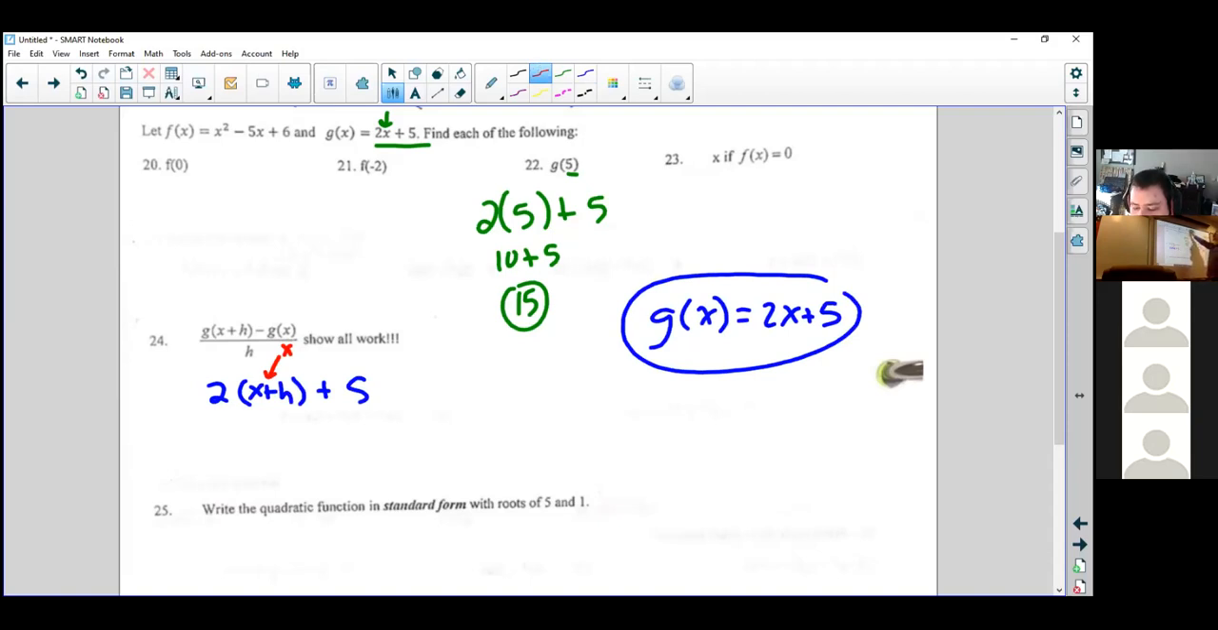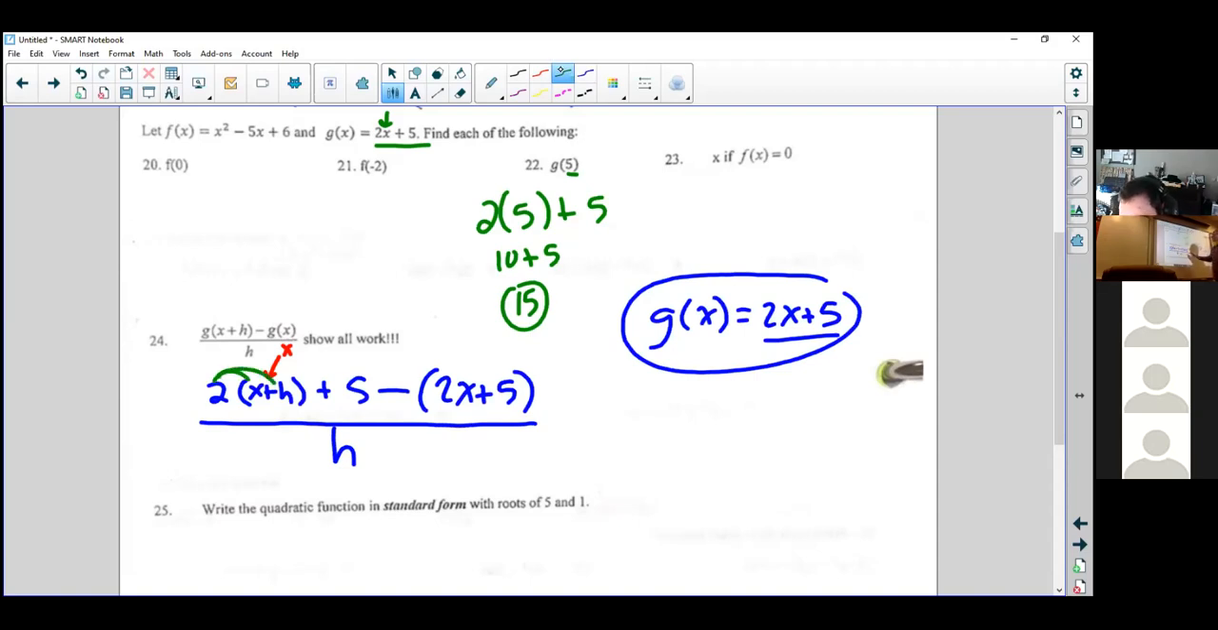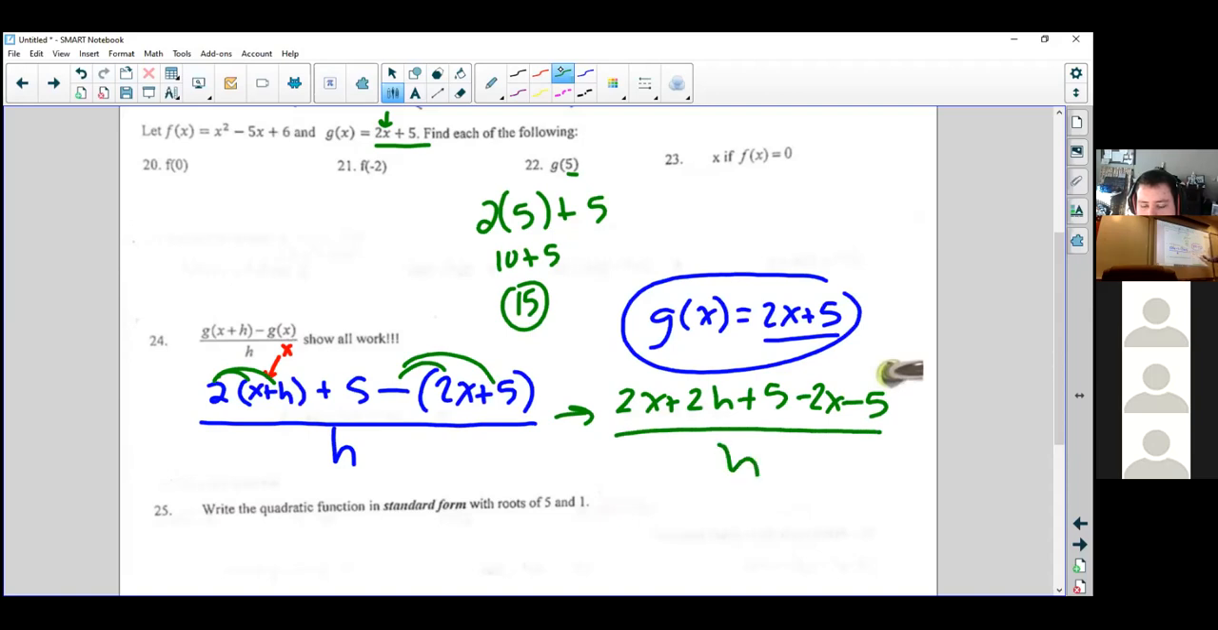And then I'm going to subtract g at x, which is 2x plus 5. Make sure you put that in parentheses because you want to distribute that negative over. And then you're dividing everything by h. There's no other h, so you just have to plug it in. From there, we're going to just distribute over the parentheses. That's going to give me 2x plus 2h plus the original 5. Distribute the negative over the parentheses. Minus 2x minus 5, all divided by h.